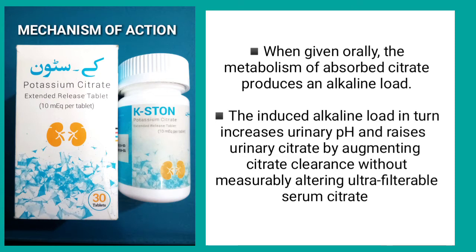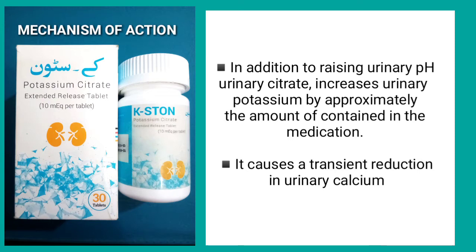First of all, when given orally, the metabolism of absorbed citrate produces an alkaline load. The induced alkaline load in turn increases urinary pH and raises urinary citrate by augmenting citrate clearance without majorly altering ultrafiltrable serum citrate. In addition to raising urinary pH and citrate, it increases urinary potassium by approximately the amount contained in the medication. It causes a transient reduction in urinary calcium.